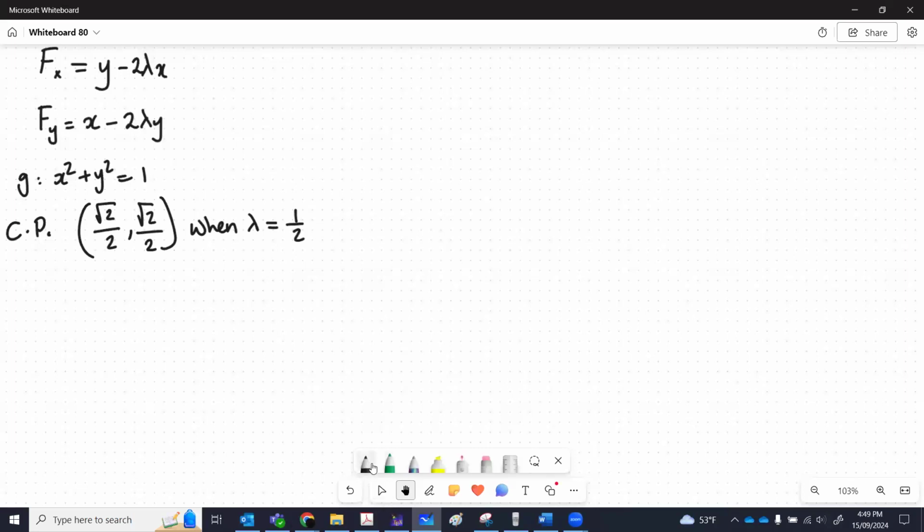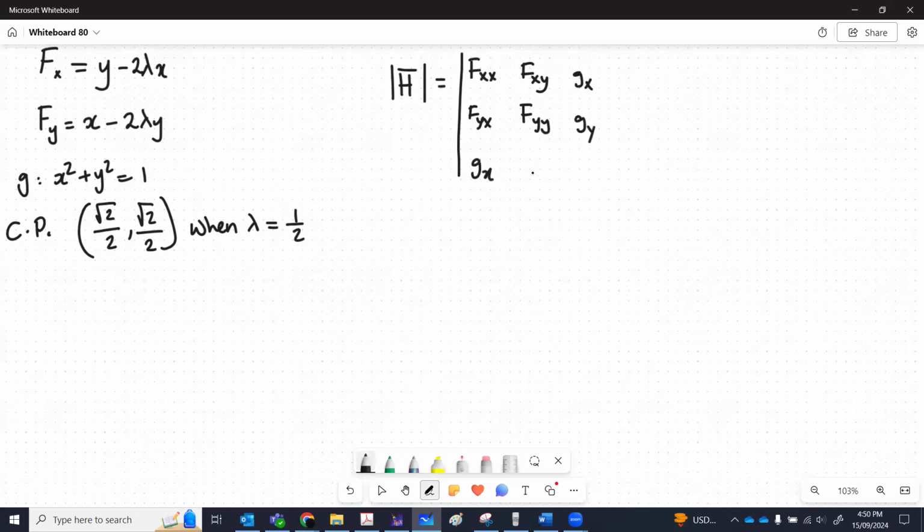Okay, so now we want to come up with our bordered Hessian. We know the formula, so we will have fxx, fxy, fyx, which is the same as fxy, fyy. Here we have gx, gy, gx, gy, and then over here we have 0. So these second order partial derivatives, we still need to work them out.